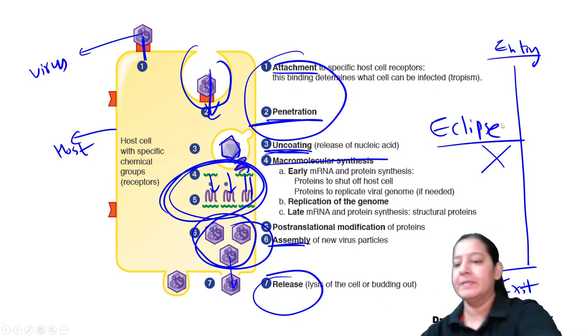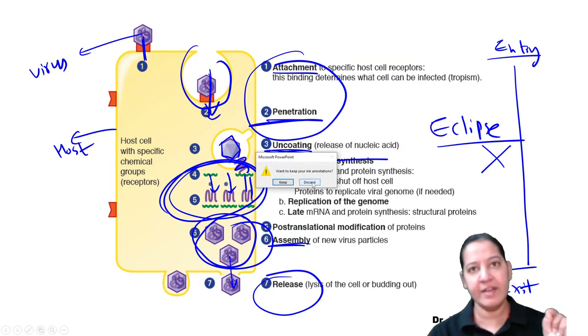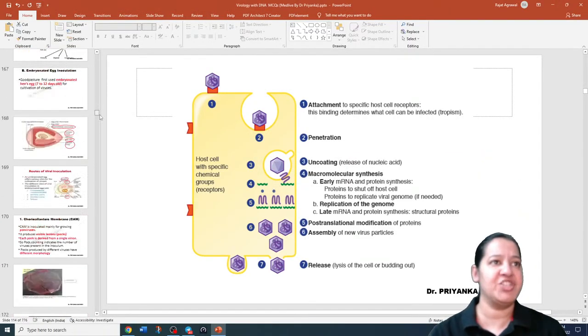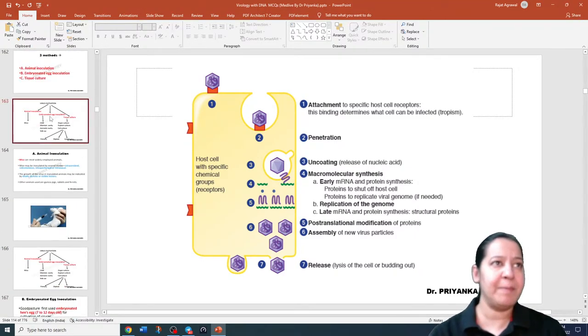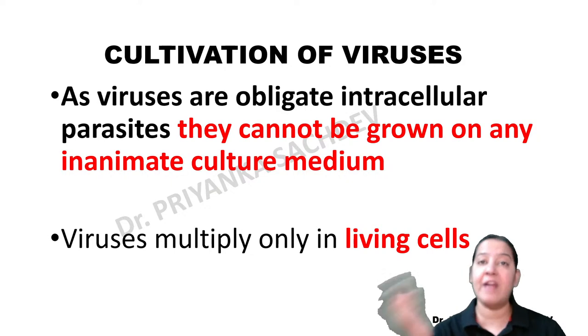Let me move to the next topic, how we cultivate virus. We have already done cultivation of virus, but I have to do the MCQs of that. So we have seen the replication, how the virus replicates. We have seen one thing, that for replicating a virus, we need a live cell. Virus cannot be replicated outside the host cell.